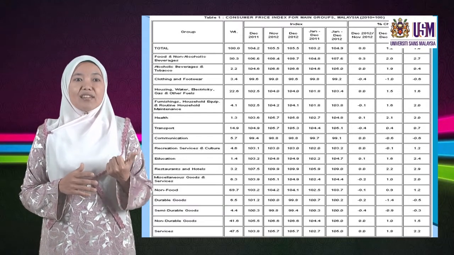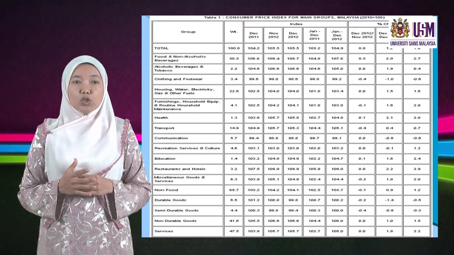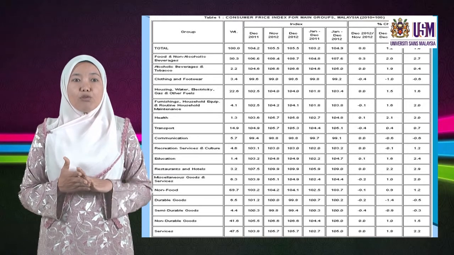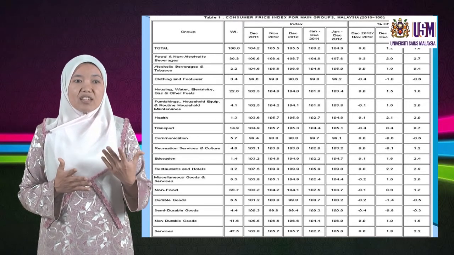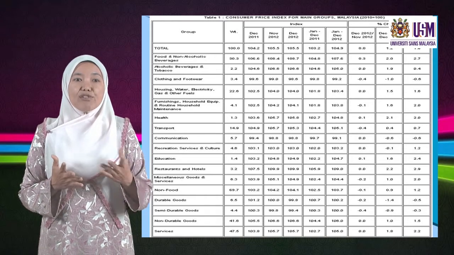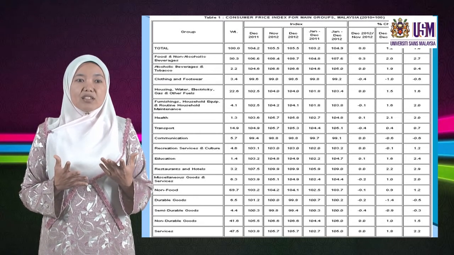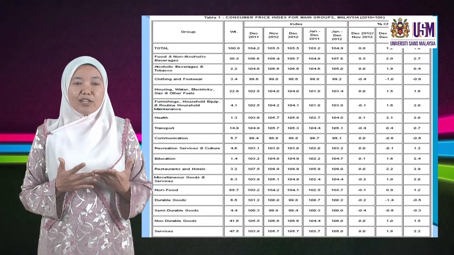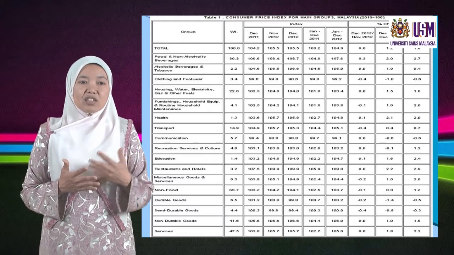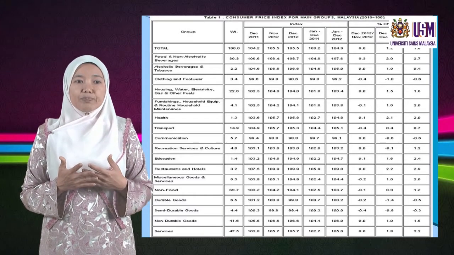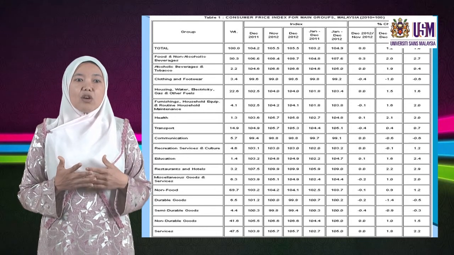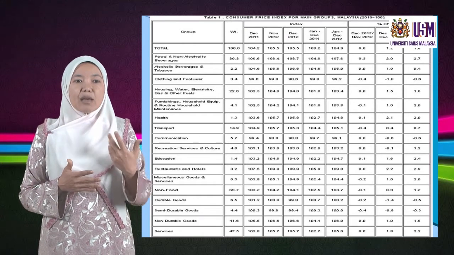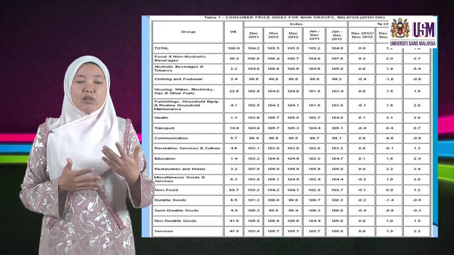So we have food and non-alcoholic beverage in one group, and then alcoholic beverage and tobacco, and then clothing and footwear, housing, water, electricity, gas as well as other fuel, furnishing, household equipment and routine household maintenance, that's another group, health, transport, communication, recreation, services and culture, education, restaurant and hotel. There are also miscellaneous goods and services, non-food items, durable goods, semi-durable goods, non-durable goods and also services.